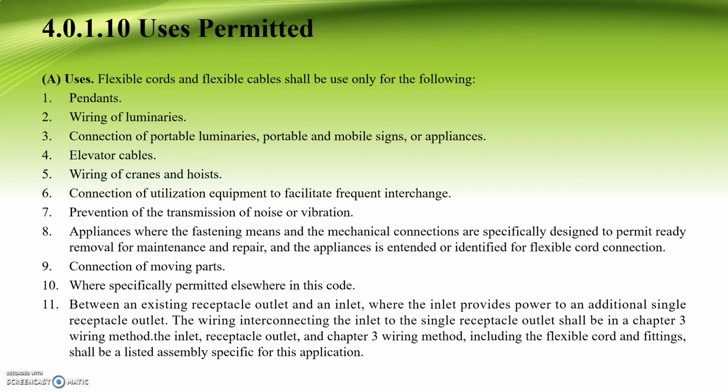Number 11, between an existing receptacle outlet and an inlet, where the inlet provides power to an additional single receptacle outlet. The wiring interconnecting the inlet to the single receptacle outlet shall be in a Chapter 3 wiring method. The inlet, receptacle outlet, and Chapter 3 wiring method, including the flexible cord and fittings, shall be a listed assembly specific for this application.